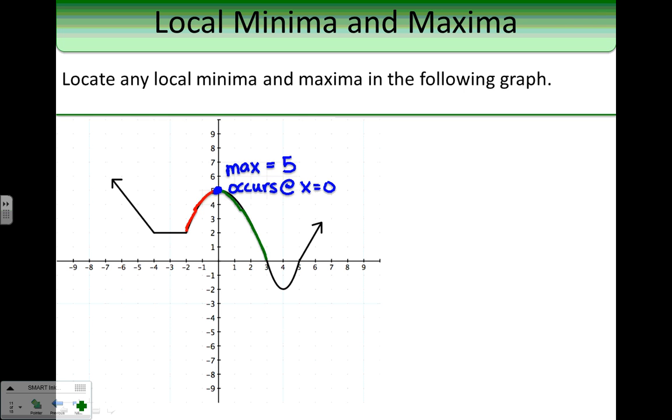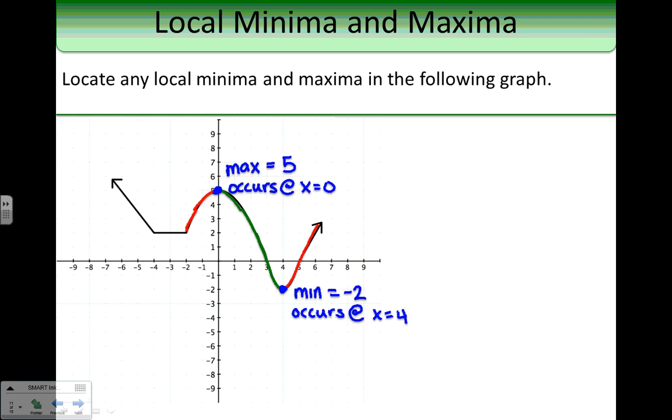So then the local minimum. Here we have the function decreasing, decreasing, decreasing, and as soon as it hits its bottom, it immediately starts increasing again. Since I have decreasing and then increasing, this point here is where that switch occurs. So that's our local minimum. The lowest point there is -2. That's how low it gets. And the local minimum occurs at x equals 4. So the local min is -2, occurring at x equals 4.